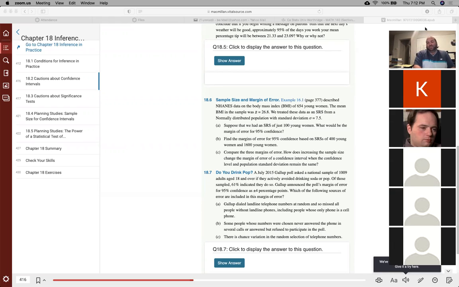A July 2015 Gallup poll asked a national sample of 1,009, what a huge amount, adults aged 18 and over if they actively avoided drinking soda or pop. Of those sampled, 61% indicated that they do so. Gallup announced the poll's margin of error for 95% confidence as plus or minus 4 percentage points. Which of the following sources of error are included in this margin of error? So read the question, or at least read the answers, and answer whether or not you think it was A, B, or C.